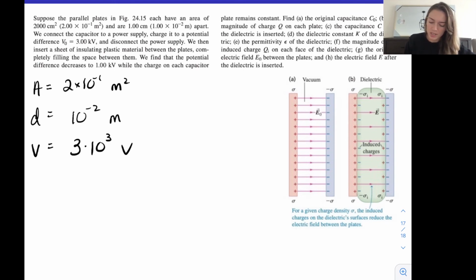We then insert a sheet of insulating plastic material between the plates, completely filling the space between them. So we insert a dielectric, since plastic is a common dielectric. We find that the potential difference decreases. So this was our original V, and the potential difference decreases to 1 kilovolt, that's just 10 to the 3 volts, while the charge on each plate remains the same. So our charge stays the same as we said before. Find the original capacitance and the magnitude of the charge. Okay, so let's find the original capacitance.